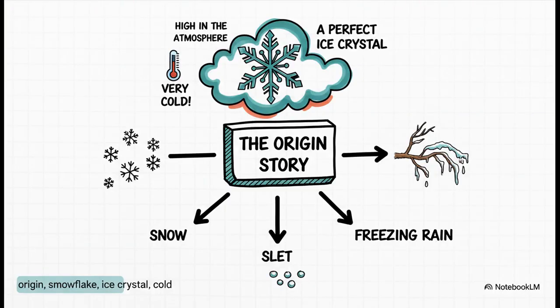Now here's a fun fact. It doesn't matter if you end up with snow, sleet, or freezing rain. The whole process almost always starts the exact same way. High up in the atmosphere where it is just incredibly cold, a tiny little ice crystal forms. And just like that, a snowflake is born.